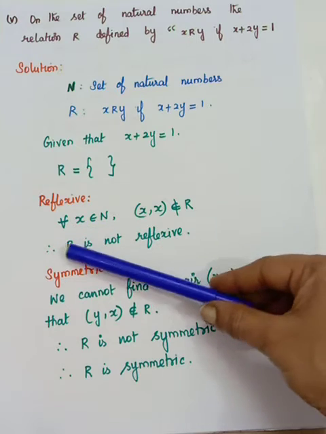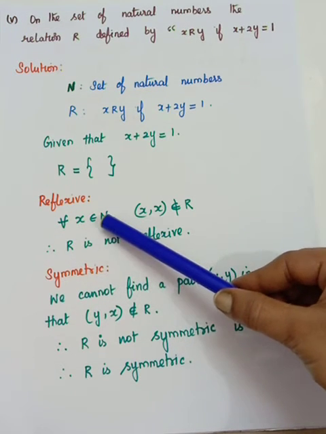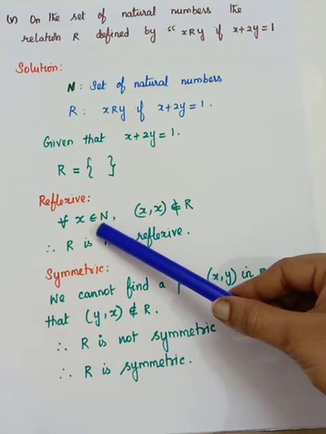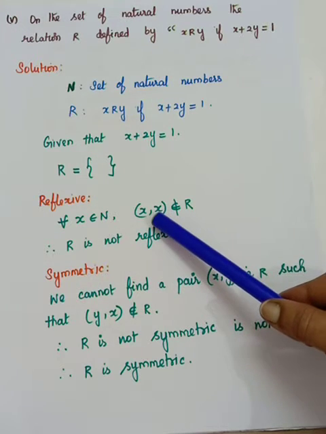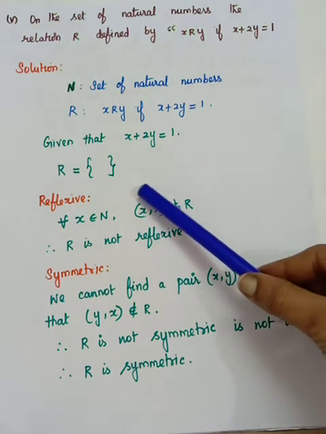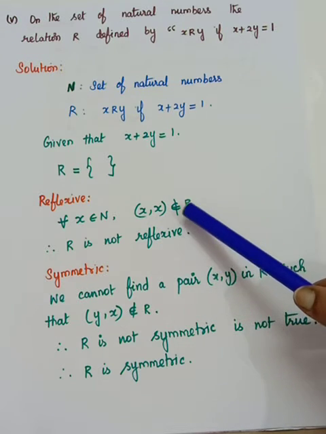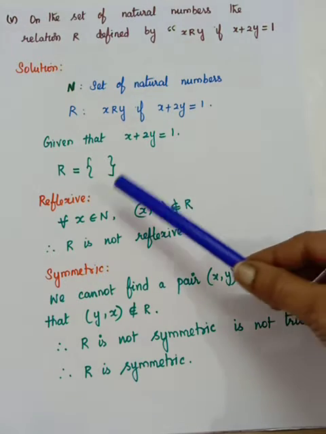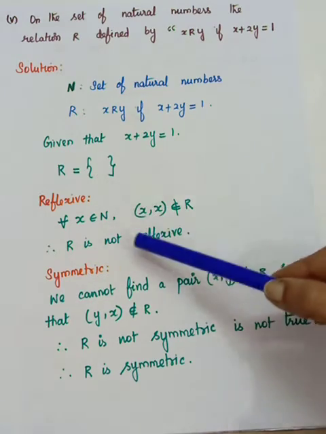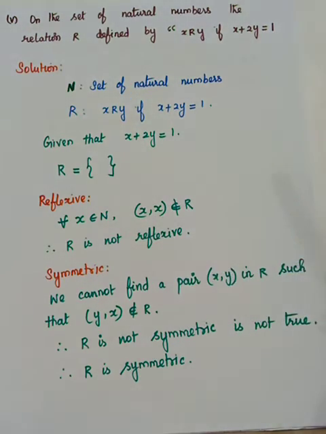So that's why I have written for all x belongs to N. That means for all the natural numbers, the ordered pair x comma x, that is x is related to x, does not belong to R. Why? Because R is an empty set. So therefore R is not reflexive.